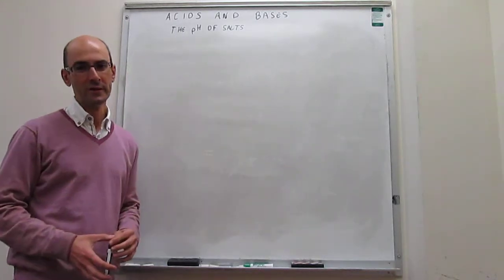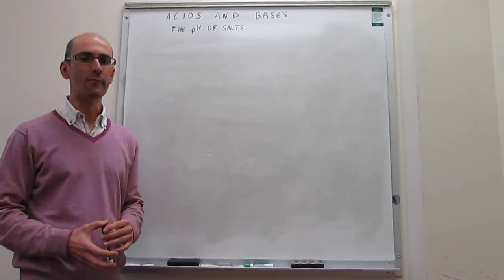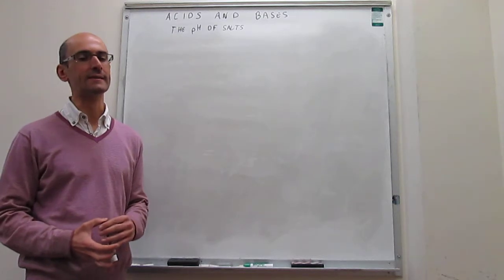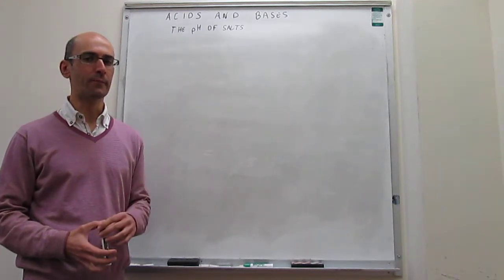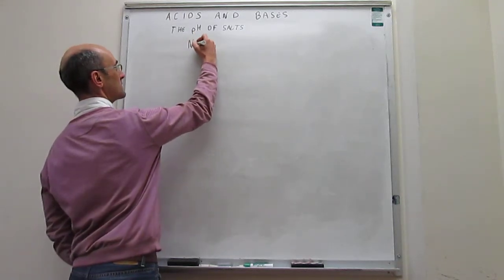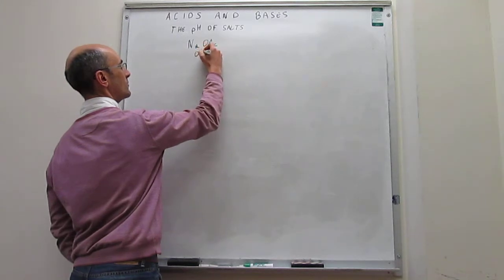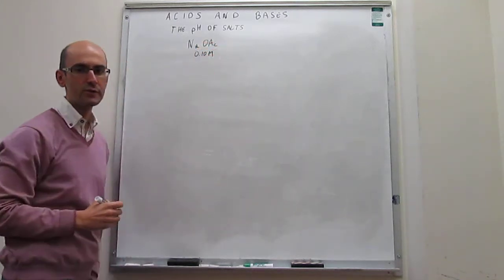In this video, we illustrate how to calculate the pH of a salt formed by a conjugate base of a weak acid. Alright, so the problem is: calculate the pH of a solution of sodium acetate, which is 0.10 molar concentration.